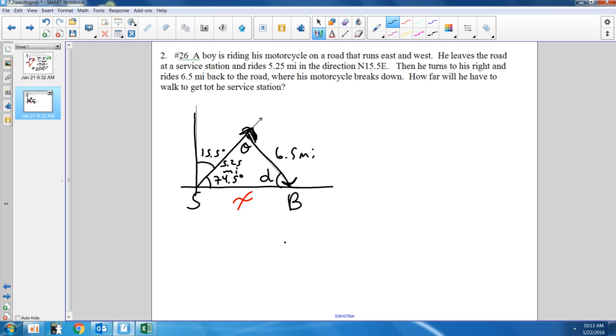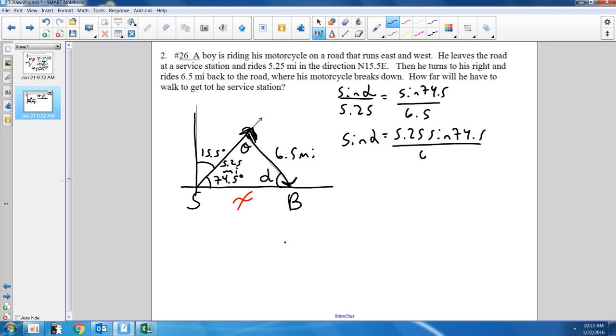So the first thing I want to do is find alpha. Sine alpha over 5.25 equals the sine of 74.5 over 6.5. And then you're going to get sine alpha, and then you're going to do the inverse of this, which is going to equal your reference angle. And you should end up with the reference angle is equal to approximately 51.11.